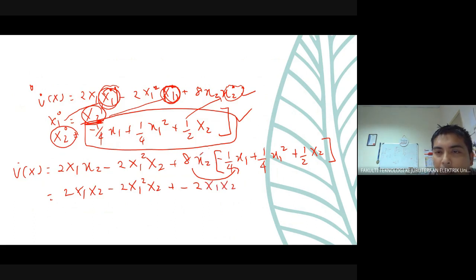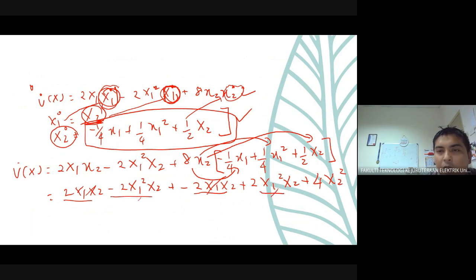So this applied and multiplied with this one should be plus 2 x1 square x2, and finally multiplied with this one should be plus 4 x2 square. Okay, so when you settle it up, this one can be cancelled, and then these two also can be cancelled because one is positive and one is negative. Finally, you get 4x2 square for v dot x.